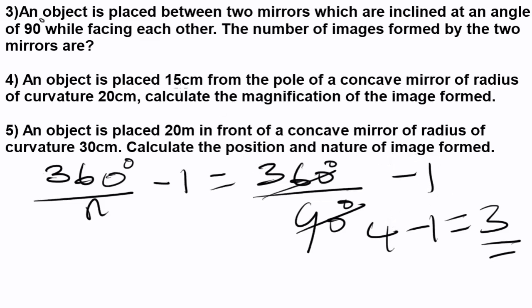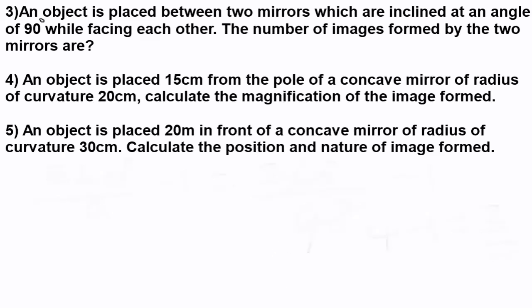Had it been we're having 180 degrees there, it would have been 360 over 180 degrees minus 1 in that order. Okay, so that's it for question 3. Now let's look at question 4. Let me wipe below first before I look at question 4 and 5. Okay, so question 4 says an object is placed 15 cm from the pole of a concave mirror of radius of curvature 20 cm. Calculate the magnification of the image formed.